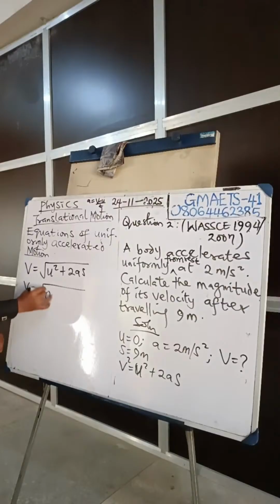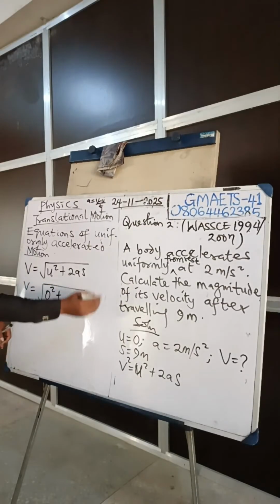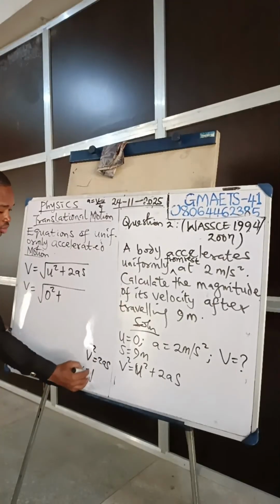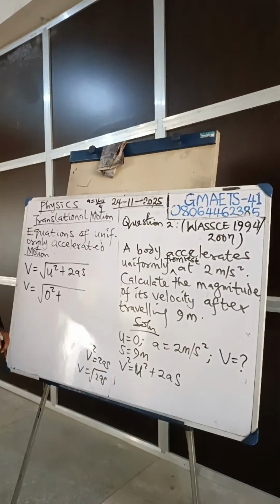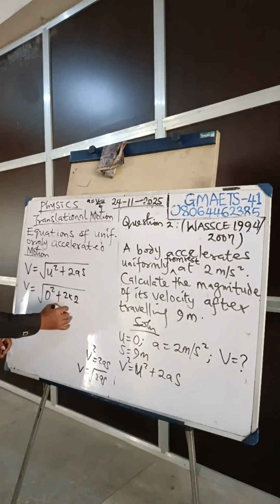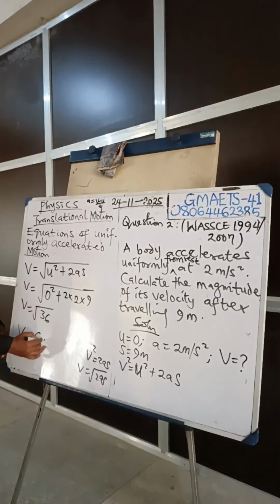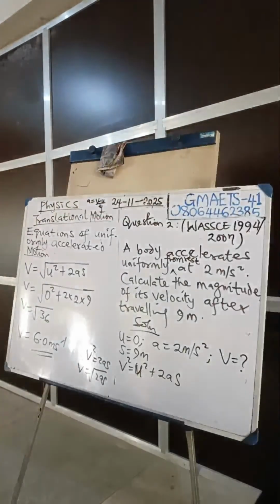What is our U? 0 squared. What is that? It's a waste of time. I hope you know that, right? This formula could have just been V squared equal to 2AS, giving you V equal to the square root of 2AS. So let's move on. And then you come here. This is 2 times, what is our acceleration? 2. What is the distance? 9. So our V is equal to the square root of, this is 0, kick it off, this is 36, is that not so? Yes. Square root of 36 will give you what? 6.0 meters per second. This is the velocity of the body.